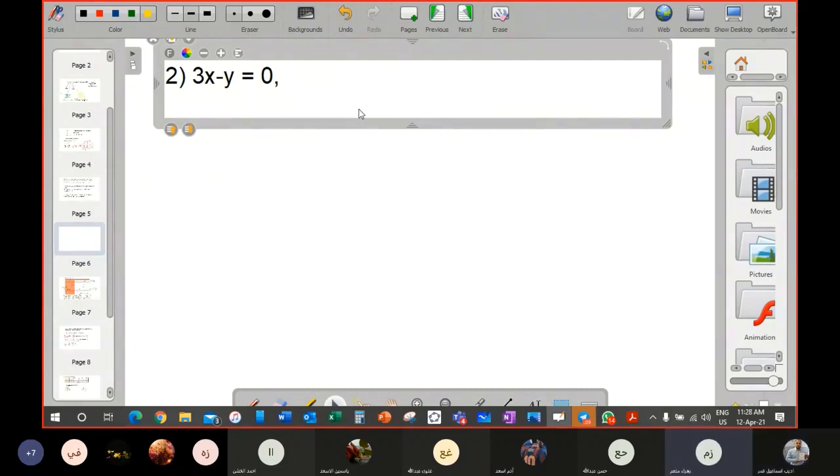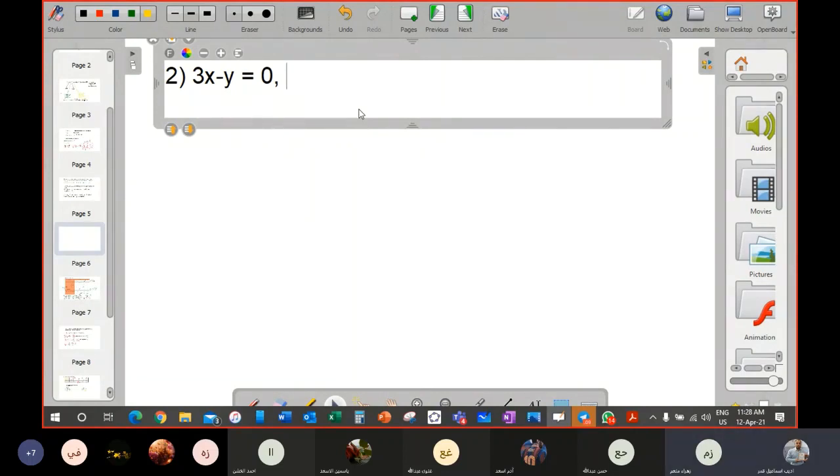Then 2y equals minus x plus 1. Then y, wait. 3x minus y equals 0. This is the equation. From where did you get y? I am solving the third one. No, the second one.